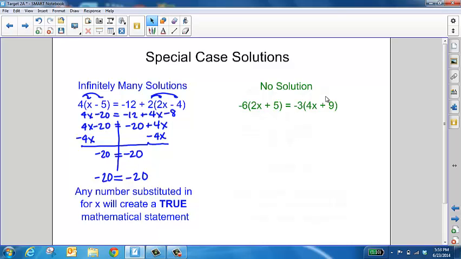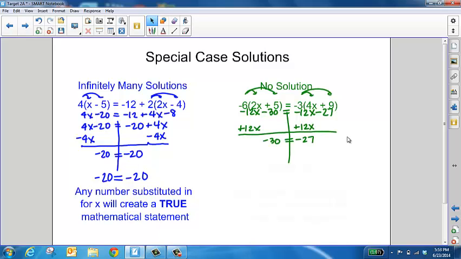Now let's take a look at the no solution equation. Again, just like on the left-hand side, we would start off by distributing on the left and right. And then from there, we would want to add 12x to both sides. But again, if you look at the left-hand side and the right-hand side here, if we go through and add 12x to both sides, we end up with negative 30 equals negative 27.